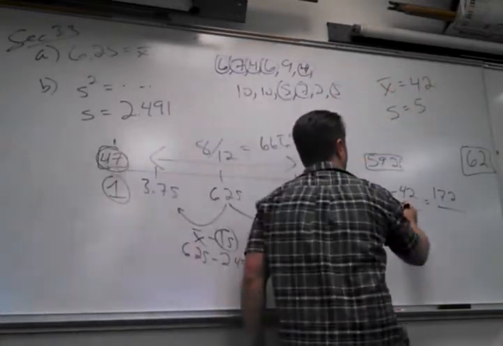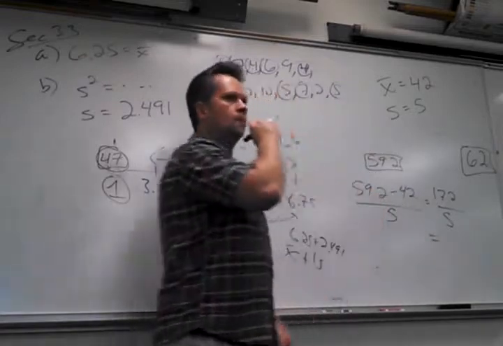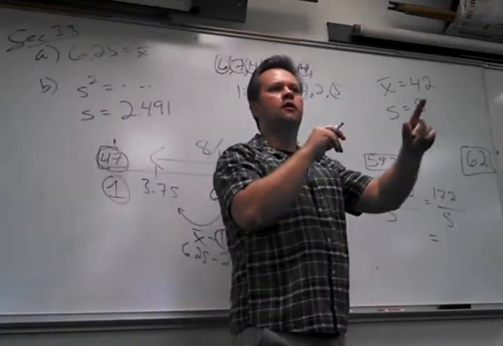Are you with me? So if I divide by 5, what do you get? 3.44. 3.44.